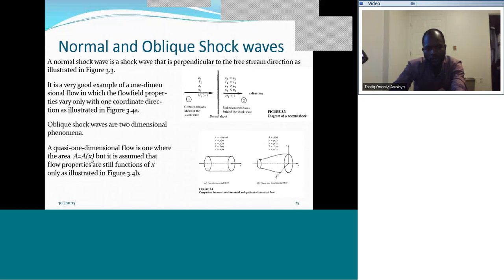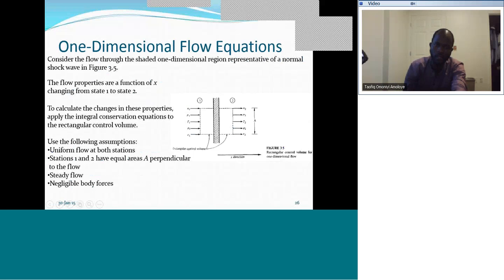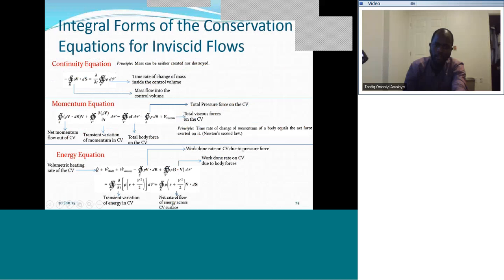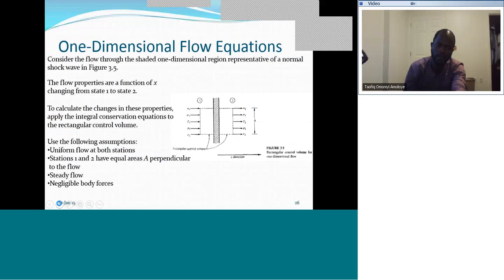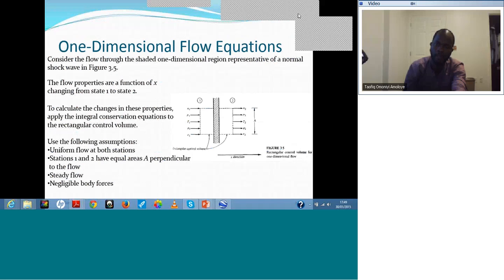So we are going to now try to use these expressions of continuity, momentum, and energy equations on one-dimensional flows to get the relations that govern one-dimensional flows. Okay, so now we'll try to derive the one-dimensional flow equations. In order to do that, we use figure 3.5. We consider the flow through the shaded one-dimensional region, which is representative of the normal shock wave.